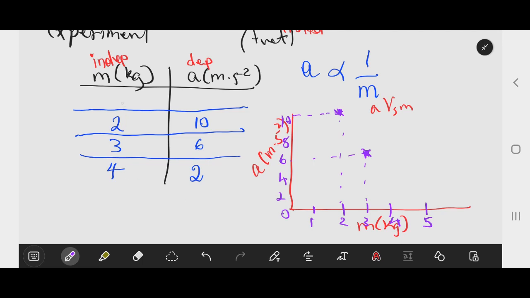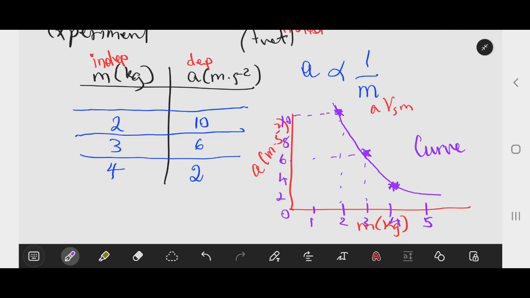But if we have a mass of 4, we have an acceleration of 2, right? So that is somewhere there. So if we plot this, we obtain a curve like that, right? So since this is a curve, it's a bit tricky for us to apply our graphical analysis in terms of y equals to mx plus c, right?